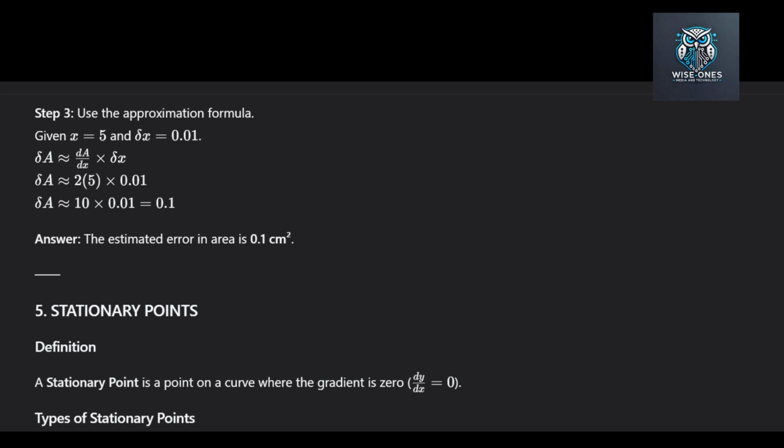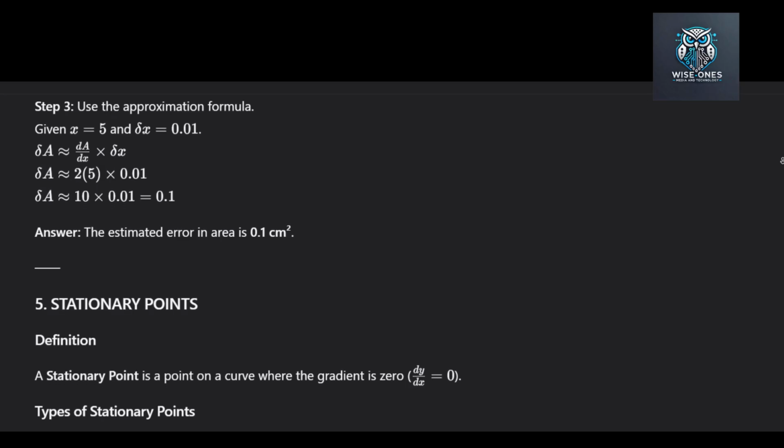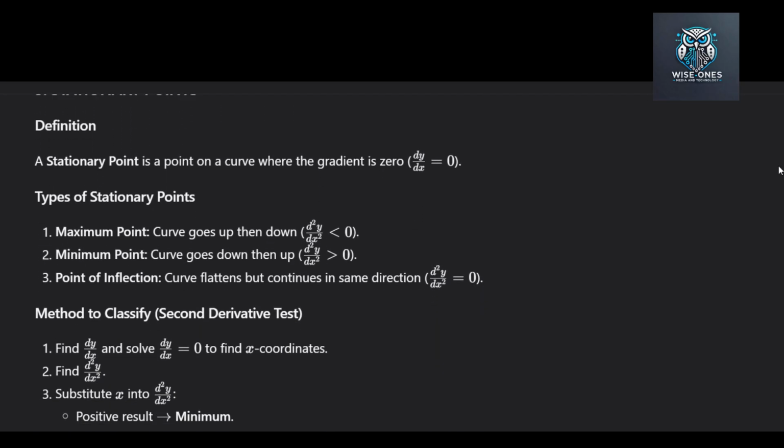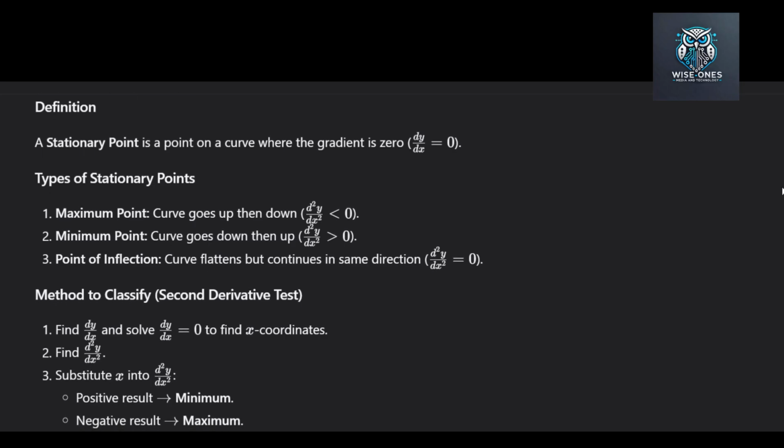What is a stationary point? A stationary point is a point on a curve where the gradient is 0. This means dy/dx equals 0. The curve is flat at this point. There are 3 types of stationary points.